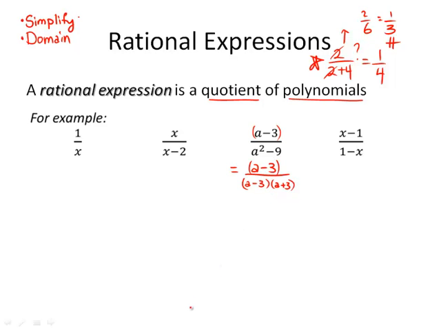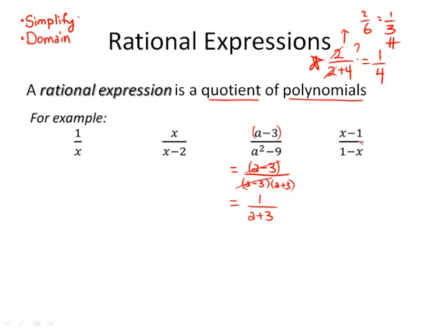Now we have a common factor which we may divide both numerator and denominator by. So a minus 3 is the common factor. So a simplified but equivalent form of a minus 3 over a squared minus 9 would be 1 over a plus 3. So this is simplified form. Let's keep going here.